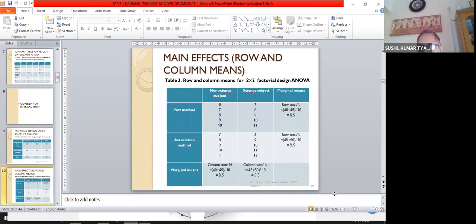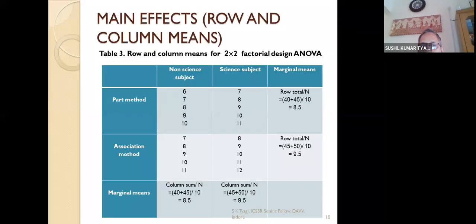Now let us come to this example. This is a 2x2 factorial design ANOVA, balanced. Why? Because the number of subjects in each cell is 5. Suppose it so happens, and normally this happens, that these sample sizes are not the same. They are different. Here we have 5, 5, 5, 5, but in actuality, we may have different sample sizes.